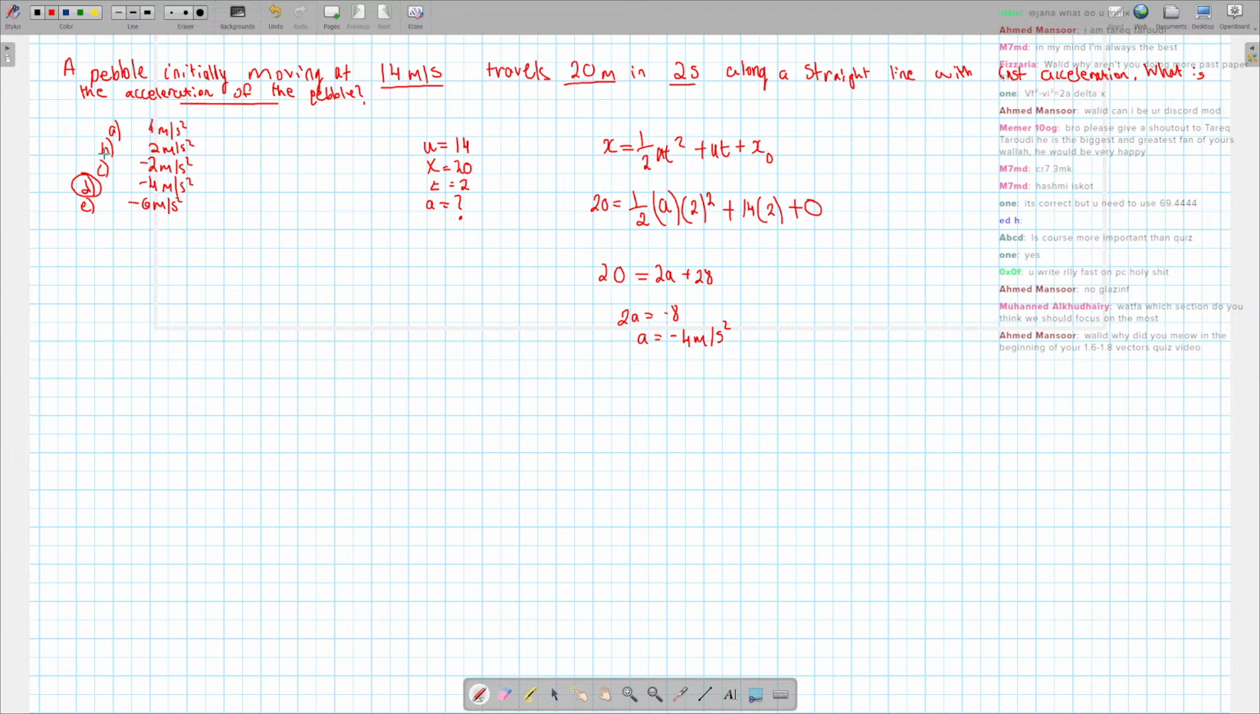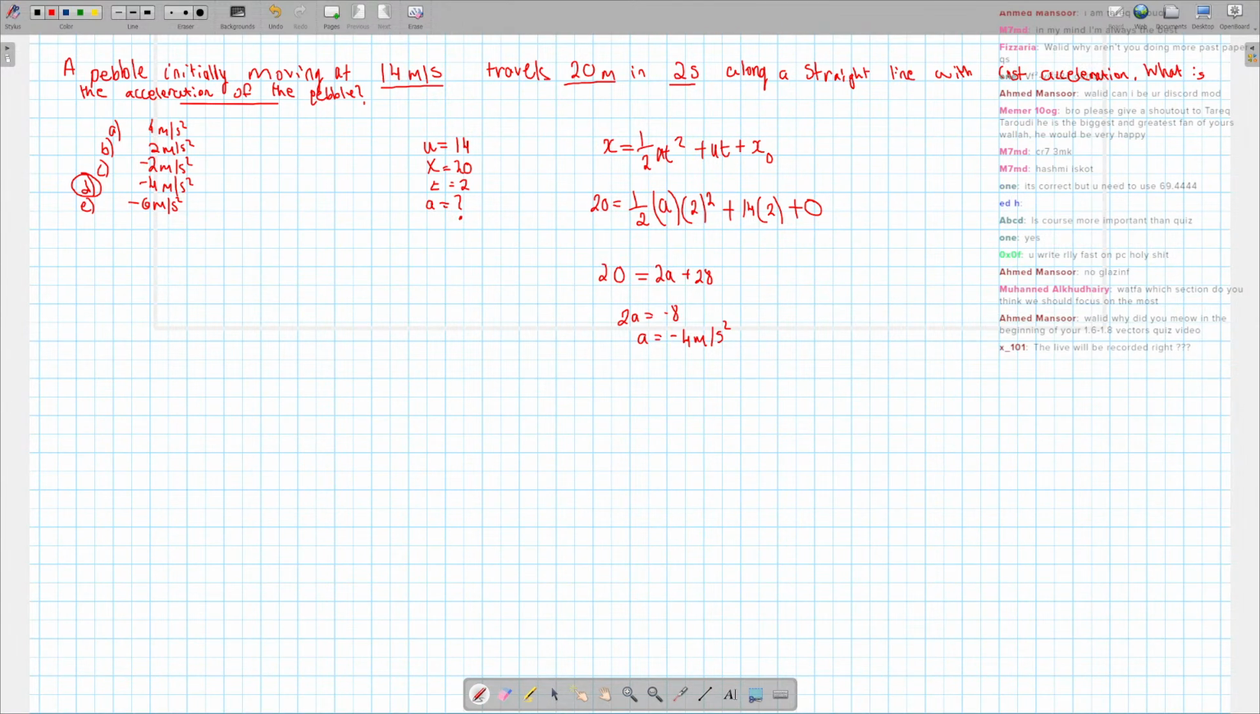Okay. Is course more important than quiz? Yes. You write really fast on PC. Thank you. Which section do you think we should focus on the most? Focus on free fall. Make sure you do free fall. Make sure live is recorded. Make sure you do unit vectors, magnitude of vectors, and the dot product of vectors. Make sure you know all the UA formulas and the VT graphs and the area under the graph. These 6 concepts are very important, okay?